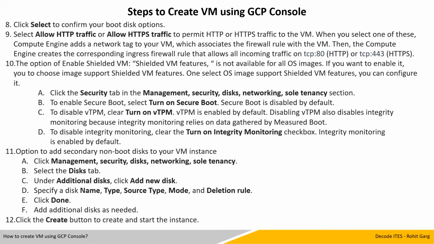After that, you need to confirm once your boot selection is done. Select for the HTTP traffic, allowed or not for your VM. Then you need to configure it for the security options like turn on secure boot or vTPM for the Shielded VM concept. And now you have option of adding an additional non-boot disk with your VM for the additional purpose, or when you bring your machine up, use that particular disk for application or other files. Once you click on create, your VM will be created.